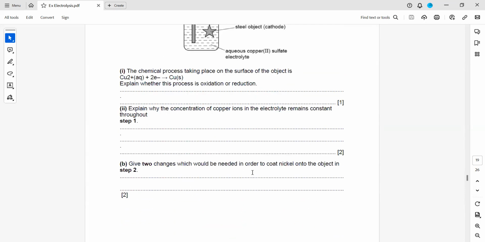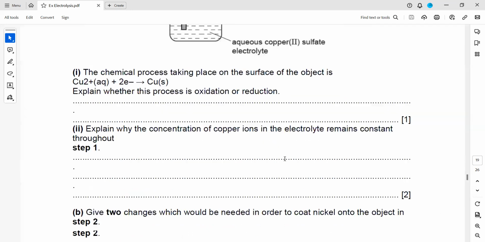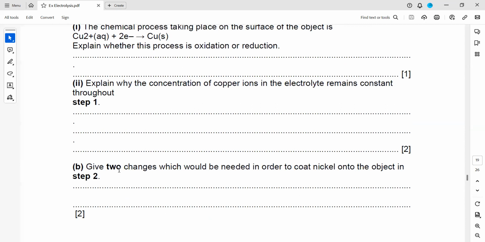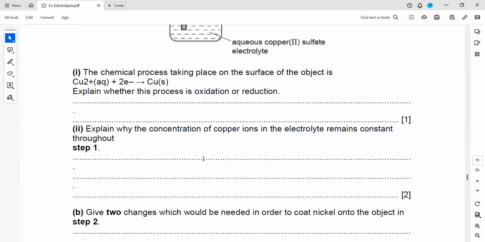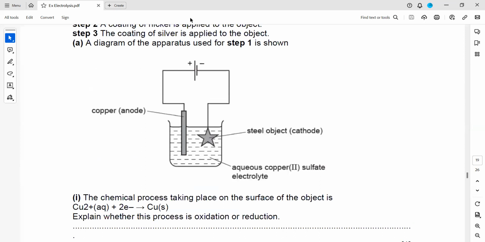Two changes which would be needed in order to coat nickel on an object. Here, we are doing copper plating. The anode is made up of copper, and the electrolyte is copper sulfate. So what happens is, the copper atoms of the anode go into the solution as copper ions, and copper ions move towards the cathode. So there will be copper plating.